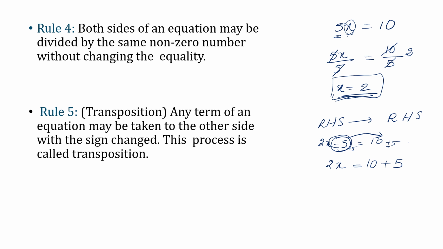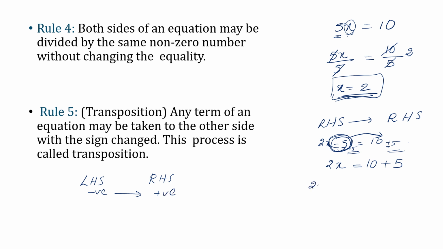So this is nothing but our first rule, that is adding the same number to the left hand side and right hand side. Since it is negative on the left hand side, we are taking that to the right hand side, so it will become positive. So when we are transposing, if it is negative in LHS, in RHS it will be positive. So transposition of negative is nothing but positive.